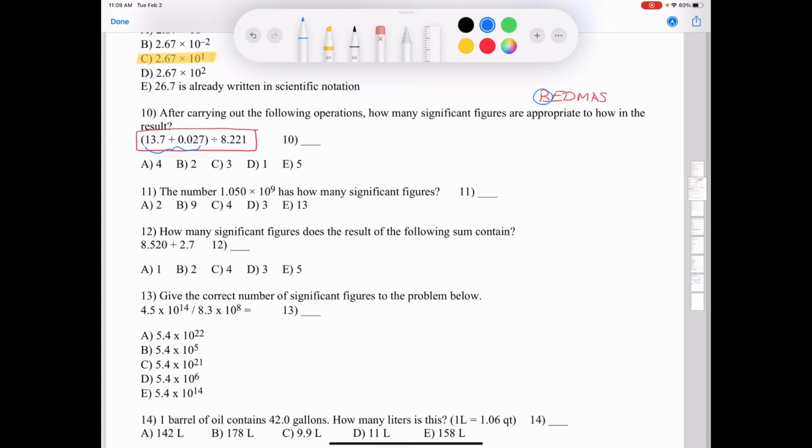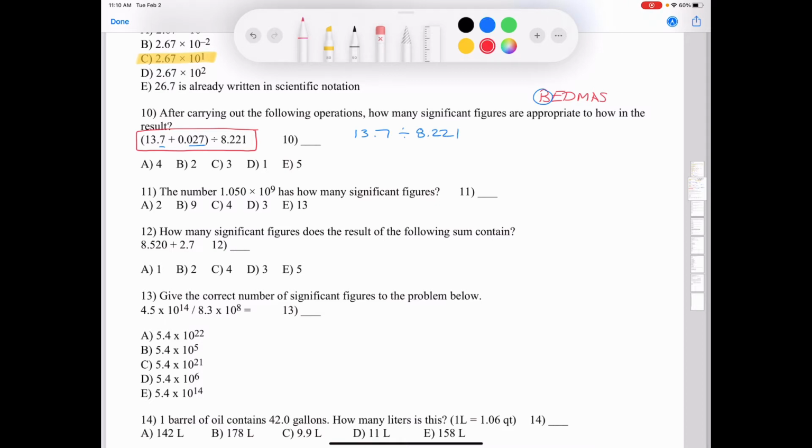Now, since this is addition, we have to look at the number of decimal places in both of these numbers. 13.7 has 1 decimal place, and 0.027 has 3 decimal places. And so when we add those two numbers up in our calculator, we're going to round the answer so that it only has 1 decimal place. And when I do that, I still end up with 13.7. So I have 13.7, and now I'm going to divide that by my 8.221.